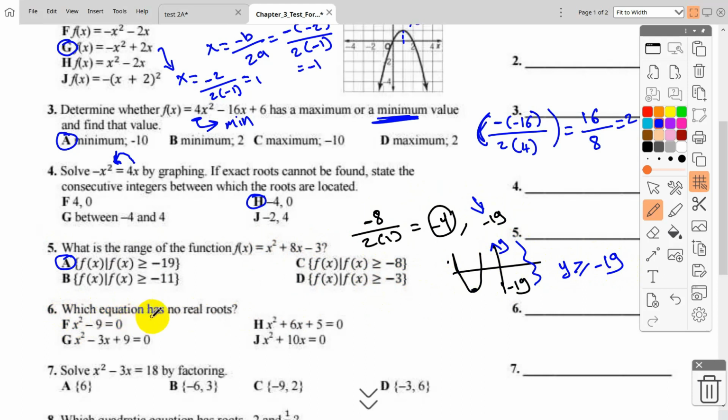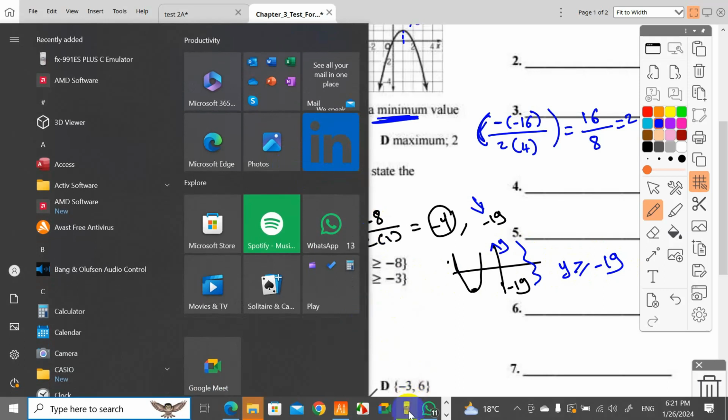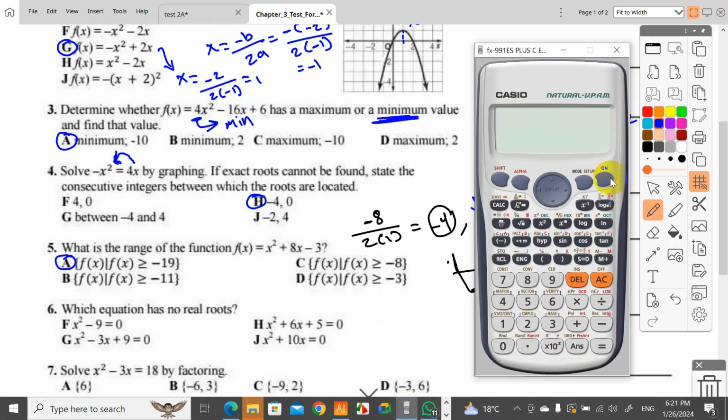Question 6, which equation has no real roots? We can use our calculator and try our choices. Let's try letter G. If the solution contains i, it will be the correct answer, as it will not have real roots. It will have a complex number.